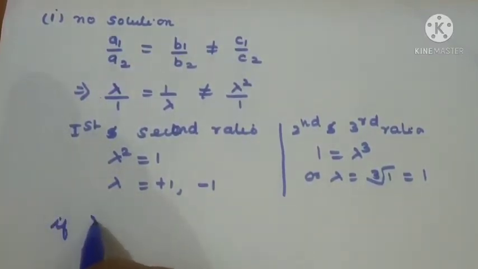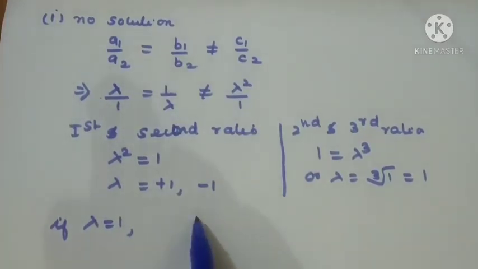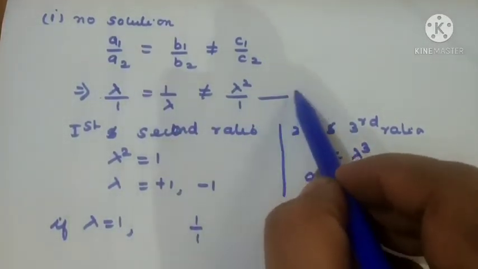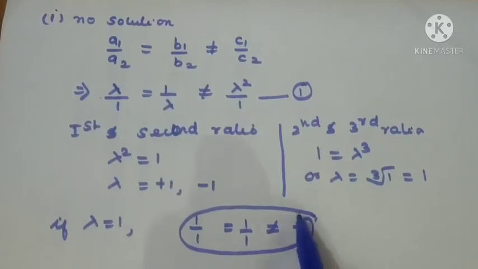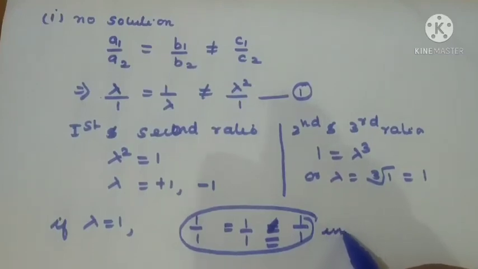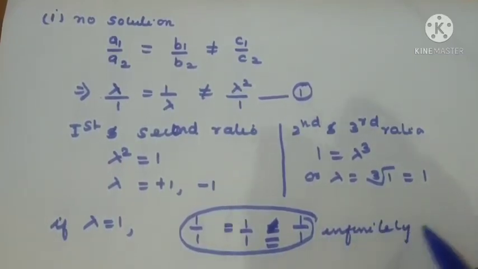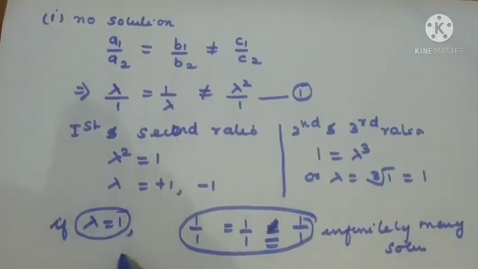If lambda equal to 1, what happens to the ratio? 1 by 1 equal to 1 by 1 not equal to 1 by 1. So how is it possible? It is not correct. 1 by 1 equal to 1 only. So that means infinitely many solutions are possible when lambda equal to 1. So this value is not correct. Lambda equal to 1 we cannot take.